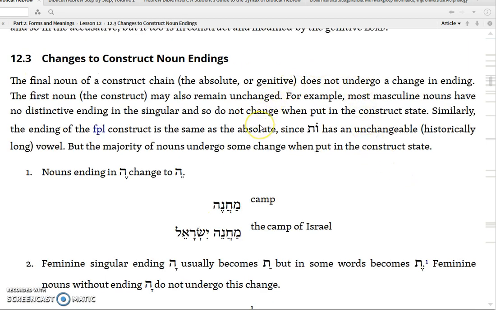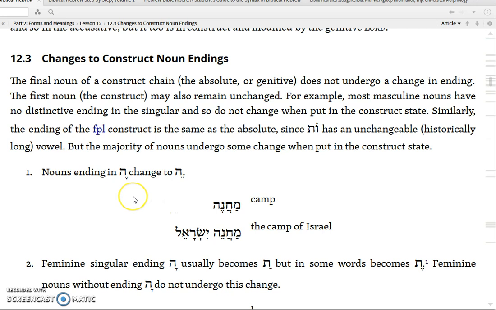Now, whereas the noun that is absolute at the end of a construct chain does not undergo any changes, the noun in construct may have changes to it, depending on the nature of the word and what characteristics it has. So what I'd like to do now is to go through the ways in which nouns change when nouns go from being absolute to construct state.